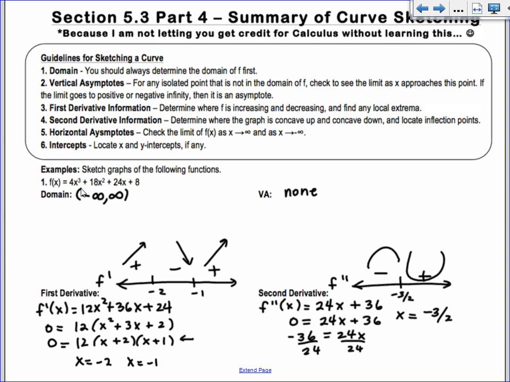All right, so what do I know so far? I know that there is a maximum at -2. There's a minimum at -1. Point of inflection at -3/2. So I need to find those values. So this is where I'm kind of nice to you. I'll let you use your calculator as if it's a scientific calculator. So I will let you find f of -2, f of -1, and f of -3/2.